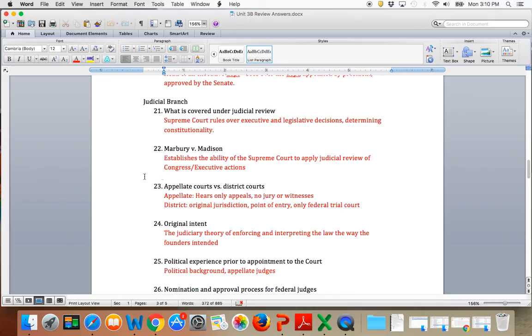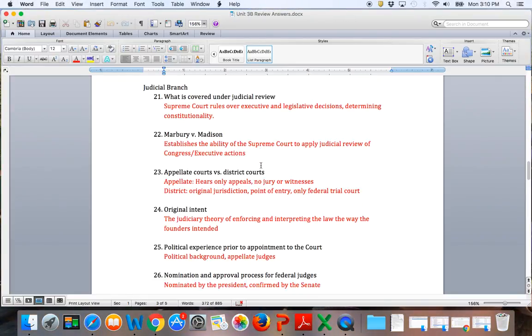And this was set up and established by Marbury versus Madison, where the Supreme Court applied judicial review for the first time and strengthened the power of the Supreme Court and the judicial branch.